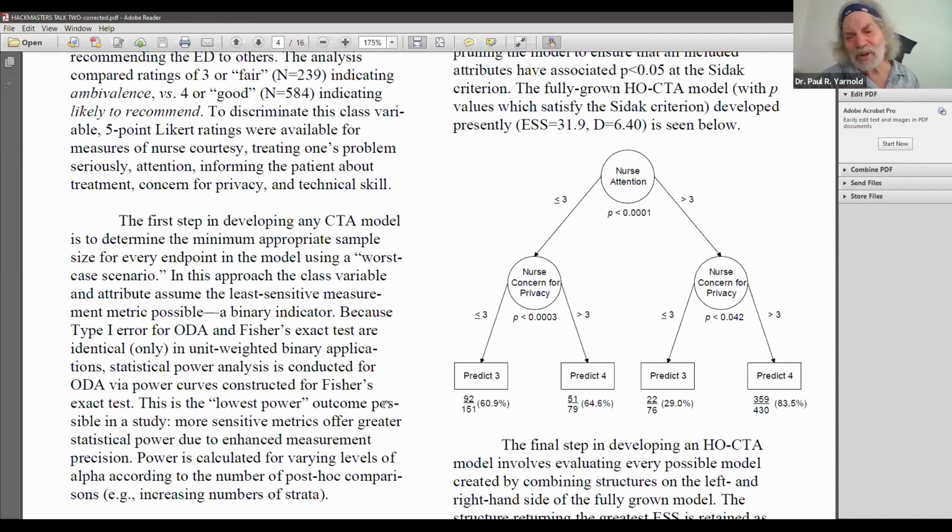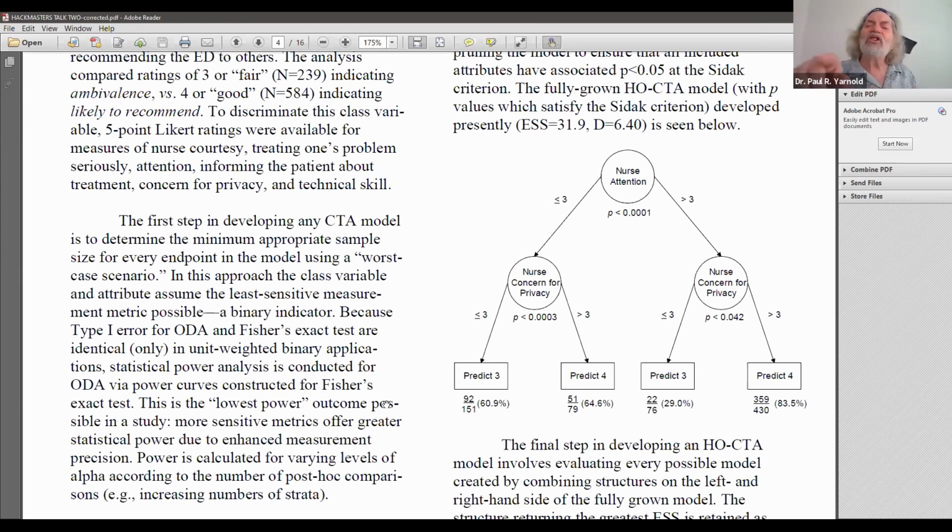And I put less than or equal to 3 and greater than 3 because I'm an idiot. It should be 3 and 4, but whatever. It takes half an hour to change that. I couldn't do that. But it's still true that less than or equal to 3 and greater than 3 works. So the first variable that entered into here was nurse attention.